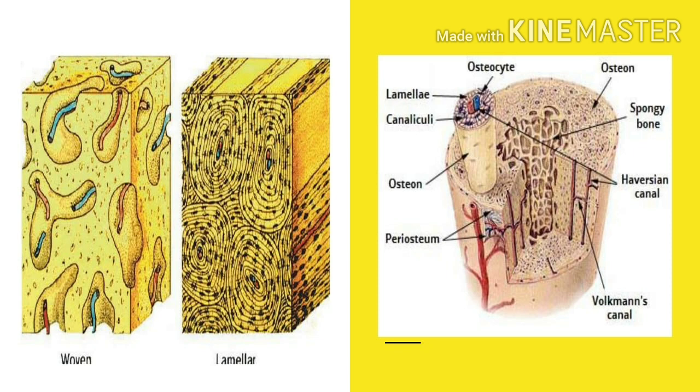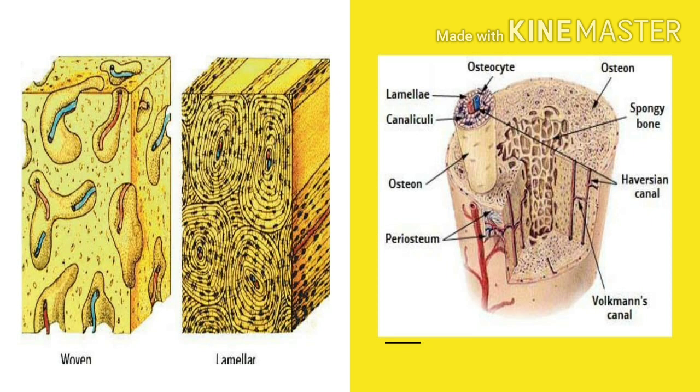And lamellar bone is mature bone. Mature bone has an orderly arrangement of bone cells and collagen fibers. You can look at the picture. In woven bone, there is random arrangement of bone cells, and in lamellar bone there is orderly arrangement of bone cells. How orderly the bone cells are arranged, you can look at the picture here.